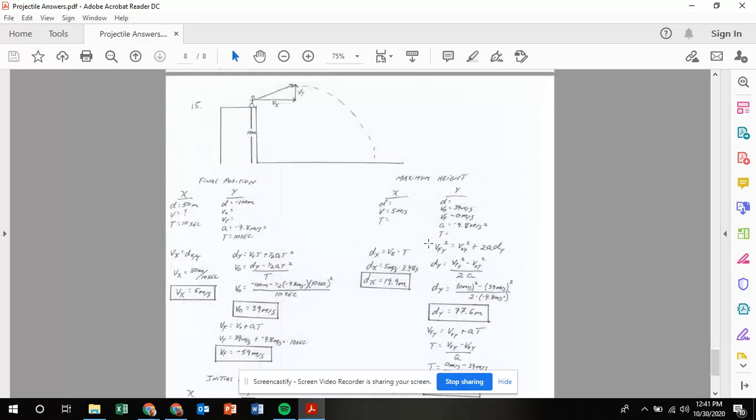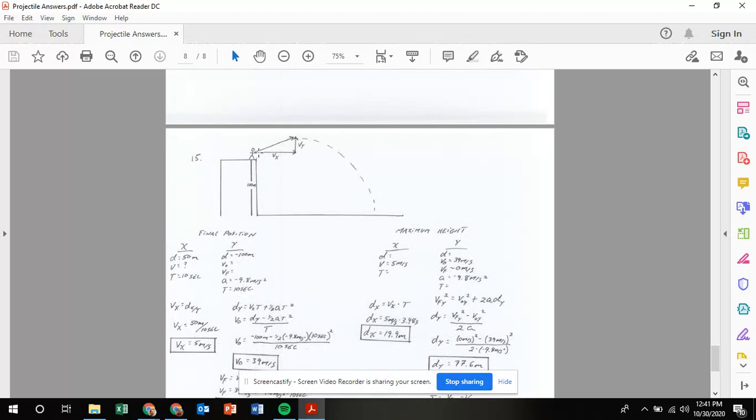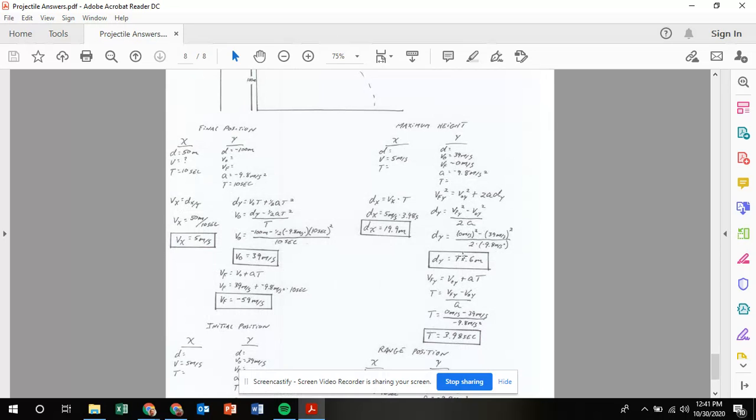Plugging in my numbers, 0 squared minus 39 squared divided by 2 times negative 9.8 gives me a displacement of 77.6 meters. Again, that would be how high it's going to go from where it was thrown. If you're answering this problem for how high it goes from the ground, we would just have to add 100, which is the height of the building, giving us 177.6 meters.